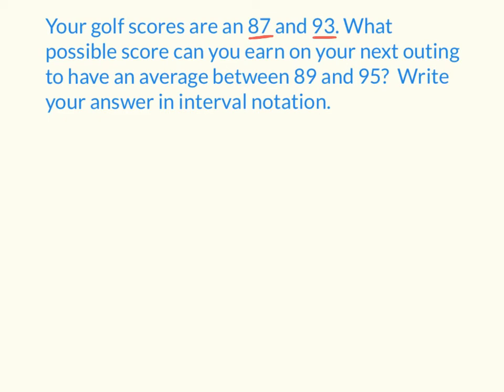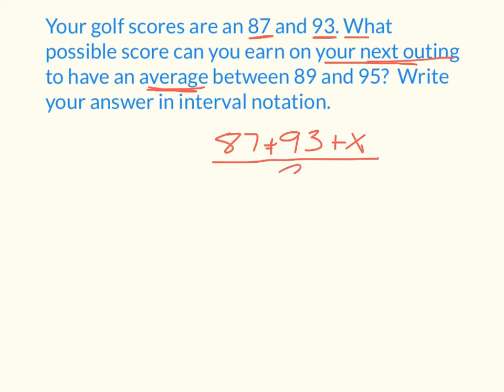So if I'm doing an average, think about average. Well, if I'm averaging, I have to add them up. 87 plus 93. We want what's the next score. We want what is the next outing. So that's going to be x. We don't know yet. So how many scores are there? Well, we're averaging 3 of them.